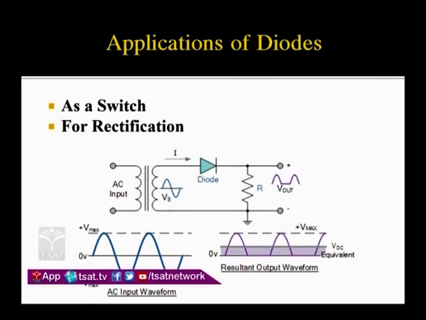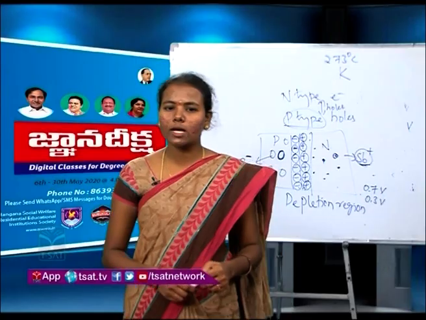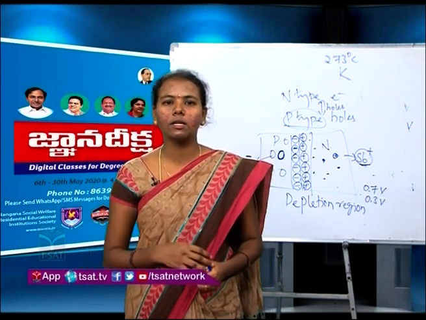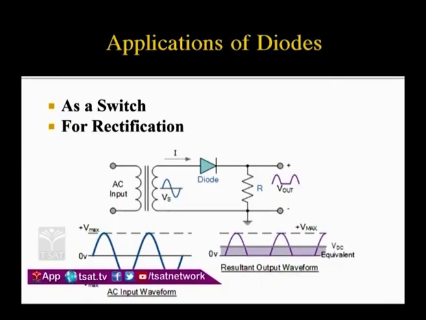If you look at the applications of the diode, we have seen that the diode acts as a switch. In forward bias it acts as a closed switch, and in reverse bias it acts as an open switch. There is one more application of the diode: it is used for rectification. What do we mean by rectification? In our homes we have power sockets, and we charge our mobile using a power socket.